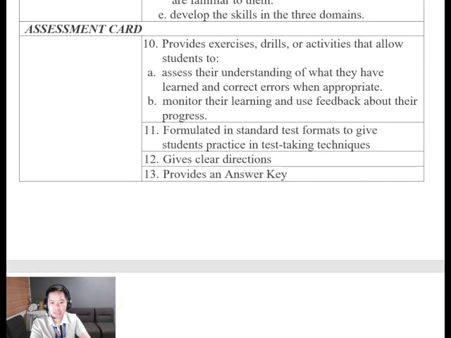Your assessment card provides exercises, drills, or activities that allow the students to assess their understanding of what they have learned and correct errors when appropriate, monitor their learning, and use feedback about their progress. Formulated in standard test formats to give students practice in test-taking techniques. Gives clear directions. Provide an answer key.